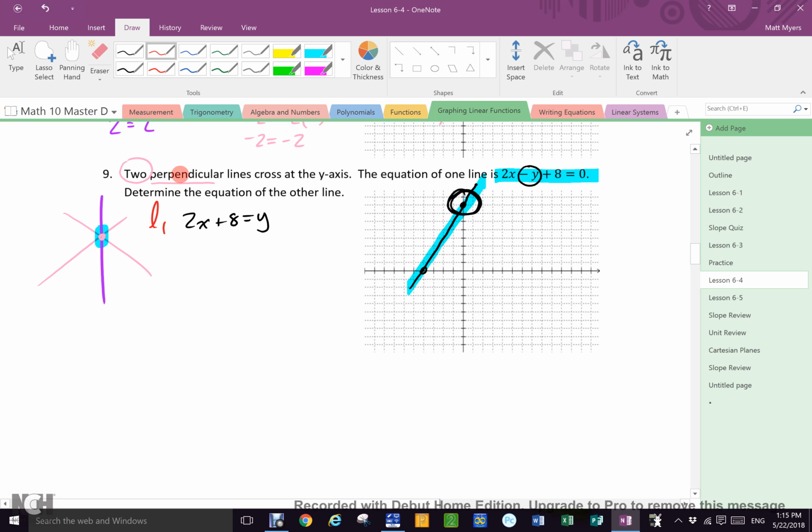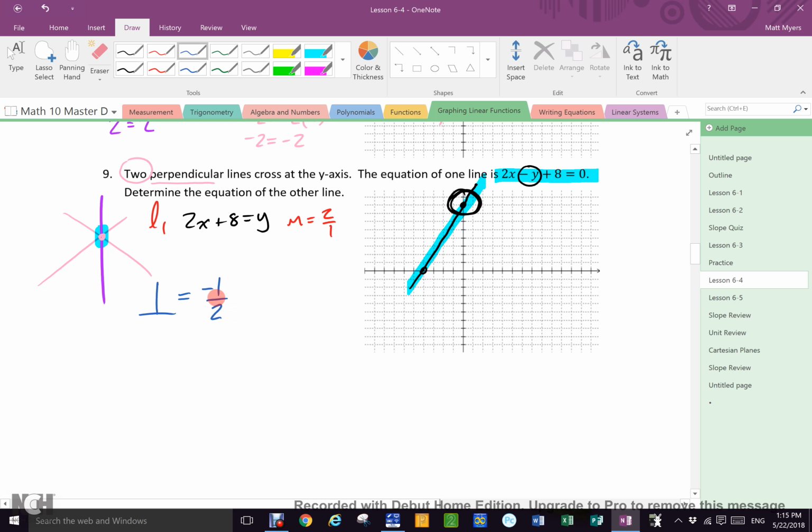Opposite slope. They're perpendicular. So what do I do? I don't know. Somebody tell Eric what I do with the perpendicular slope. Do the opposite. Opposite means you change the sign. What else do I do? Reciprocate it. So if my original slope was 2 over 1, what's my perpendicular slope? Negative 1 over 2.